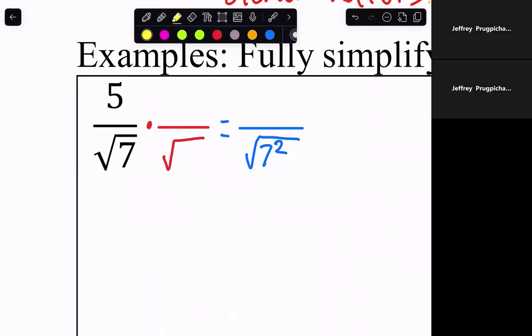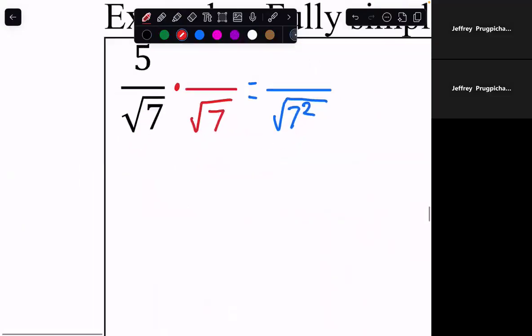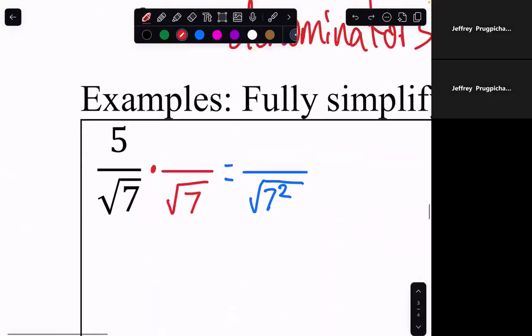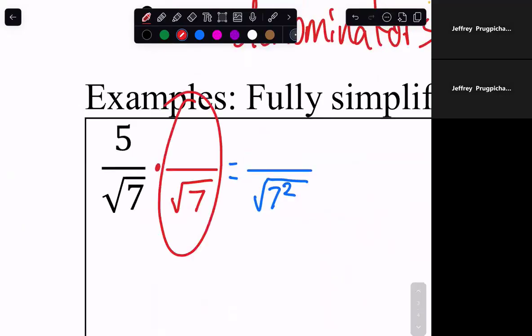And then we want to go from 7 to 7 squared. To get from 7 to 7 squared, you'd multiply by 1 additional 7. Just focusing on the denominator, ignoring the numerator, 7 times 7 equals 7 squared. That's a true statement. Now if you multiply the denominator of a fraction, you have to multiply the numerator by the same thing.